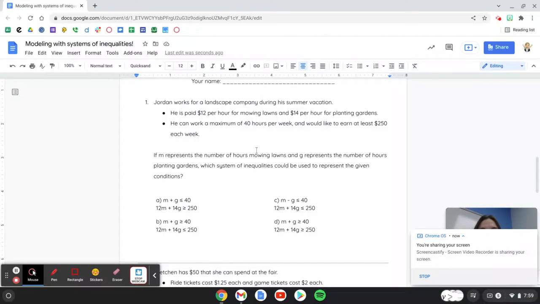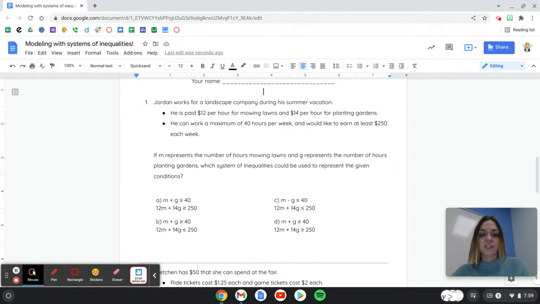Number 1 says Jordan works for a landscape company during his summer vacation. He's paid $12 per hour for mowing lawns and $14 per hour for planting gardens. He can work a maximum of 40 hours per week and would like to earn at least $250 each week.